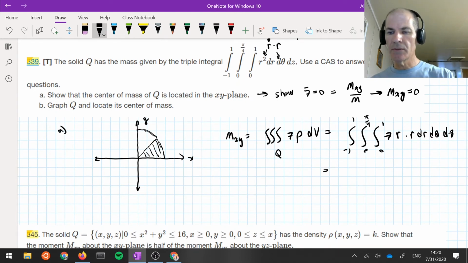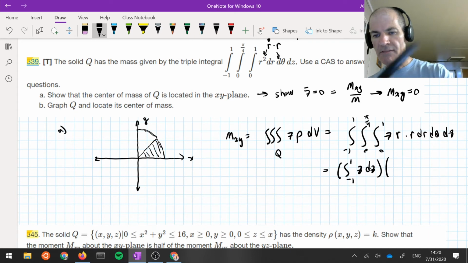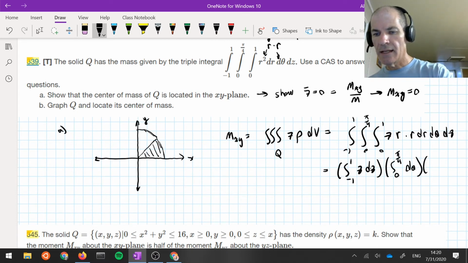So we can do the z integral. The z integral is going to be z squared. So let's look at the z integral, minus 1 to 1, z dz, times what's left behind, 0 to pi over 4, d theta, and then last but not least, 0 to 1, r squared dr.